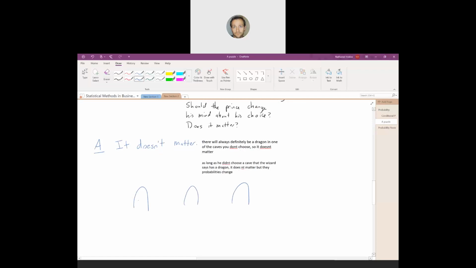Okay, so let's say we don't know. We don't know. The prince comes and he's walking into the first cave. Then he's told that there's a dragon in the second cave. And so now there's two choices. So it's a 50-50. That's your thinking? Yeah. Okay, great.